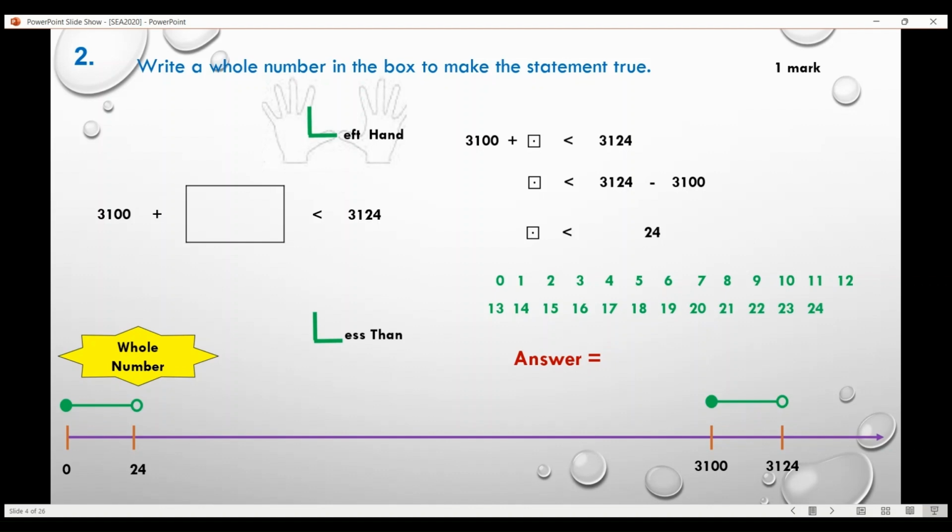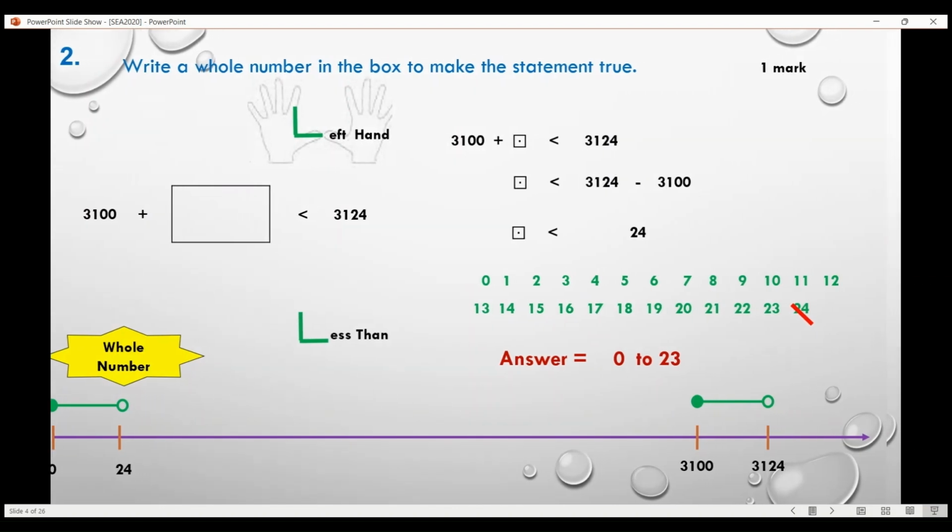What about if we put 24 as the whole number? If we say 3,100 plus 24, does it give us something which is less than the right-hand side? Actually, it does not. It gives us something that's equal. So our possible answers, and there are many answers that can be substituted into the box for the statement to be true, will be any number from 0 to 23. Any one of the numbers that you put there, 0, 1, 2, 3, straight up to 23, will make the statement true.